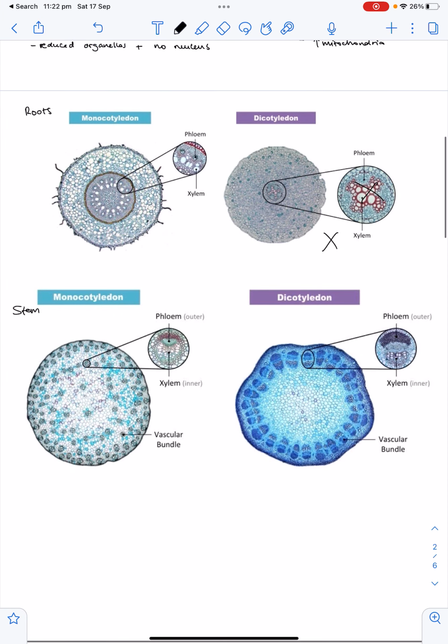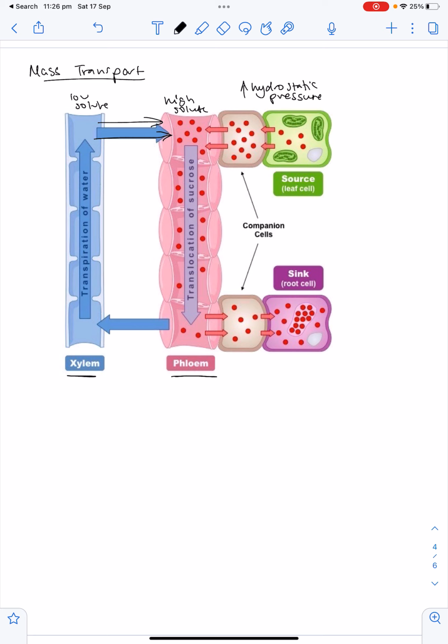So water is incompressible, meaning that its volume cannot be decreased, meaning that it starts to build up in the phloem, causing a very high hydrostatic pressure. And this forces the phloem sap to move towards areas of lower pressure, which is towards the sink. To relieve some of this pressure, it has to go away from this really high pressure area.